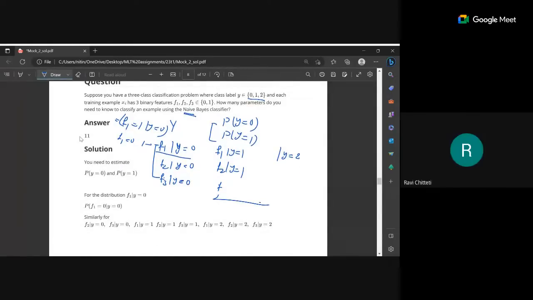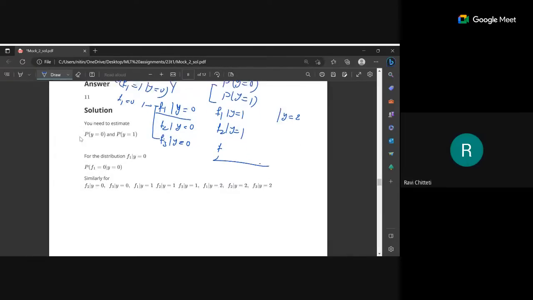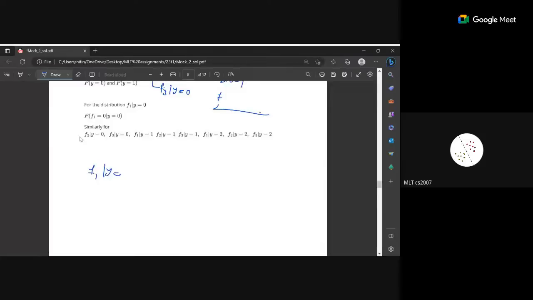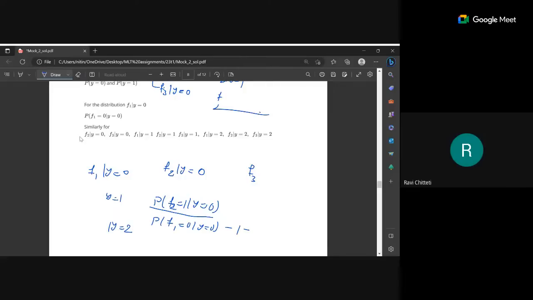For y equal to 0, we have f1 given y equal to 0, f2 given y equal to 0, f3 given y equal to 0. For this distribution, you need to estimate the probability that the first feature takes value 1 given y equal to 0. The other one will be 1 minus this. Similarly for f2, you just need to estimate this probability and the other one is 1 minus it. With three features, that is 3 for this, and again 3 for the conditional space of y equal to 1, and 3 for y equal to 2. So 3 plus 3 plus 3 plus 2 is what you are referring to.